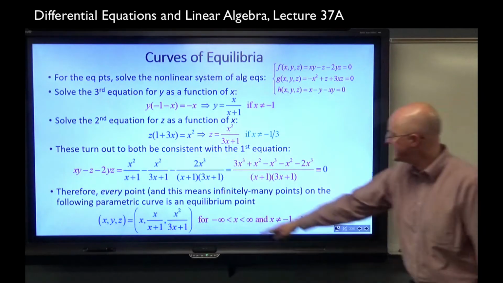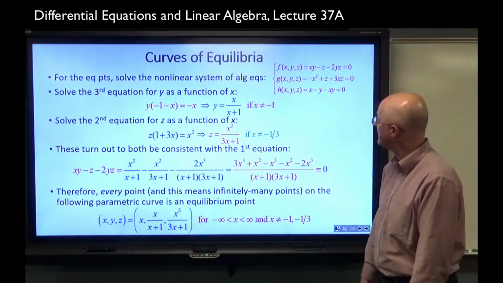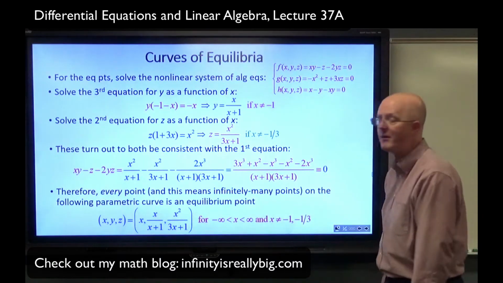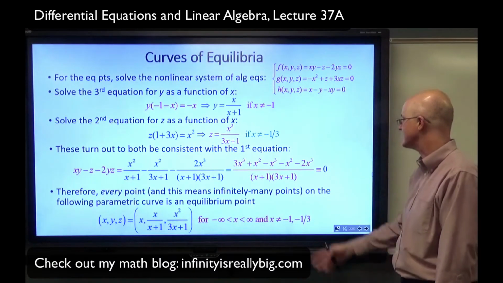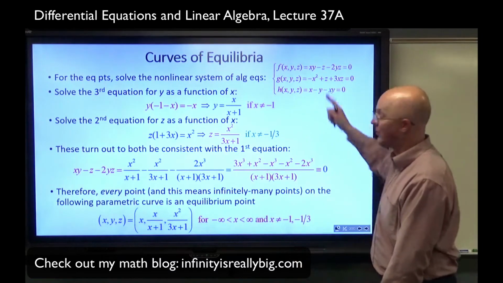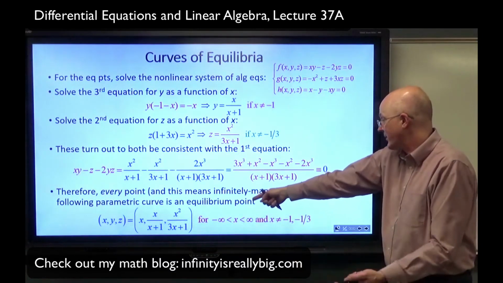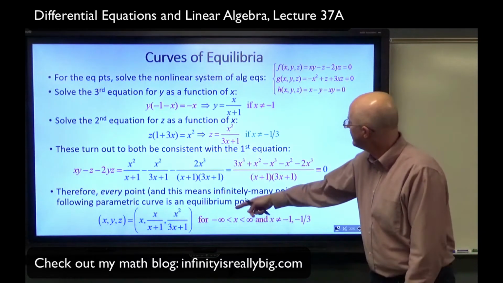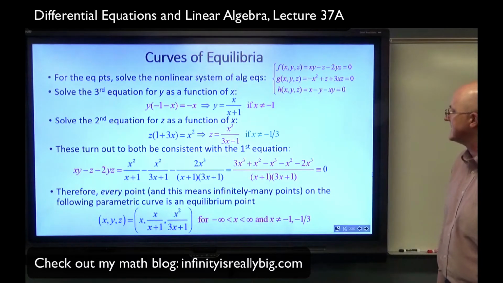Every point of this form is an equilibrium point of this system, no matter what x is, as long as you're not dividing by 0. As long as x is not -1, and as long as x is not -1/3, this will be an equilibrium point. So it's really a curve. In fact, it's more than one curve. It's pieces of curves that are always equilibrium points for this system.